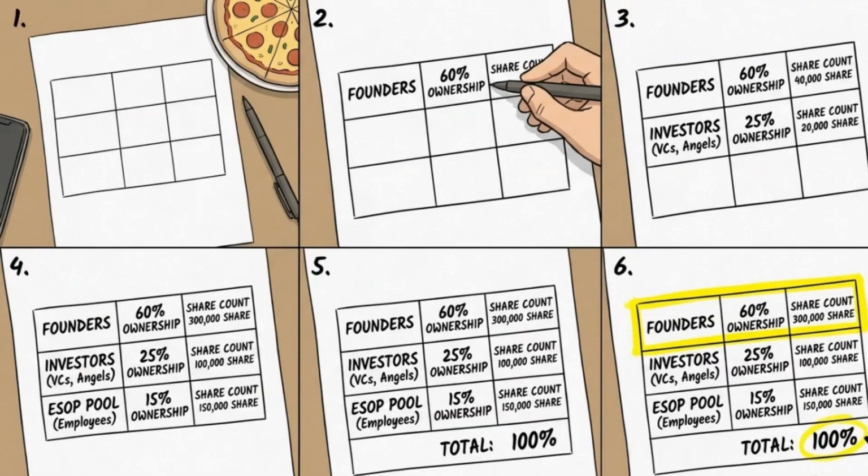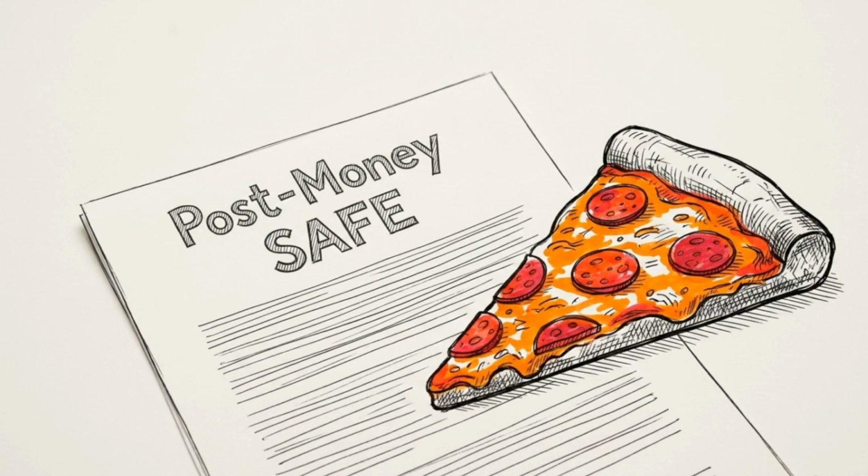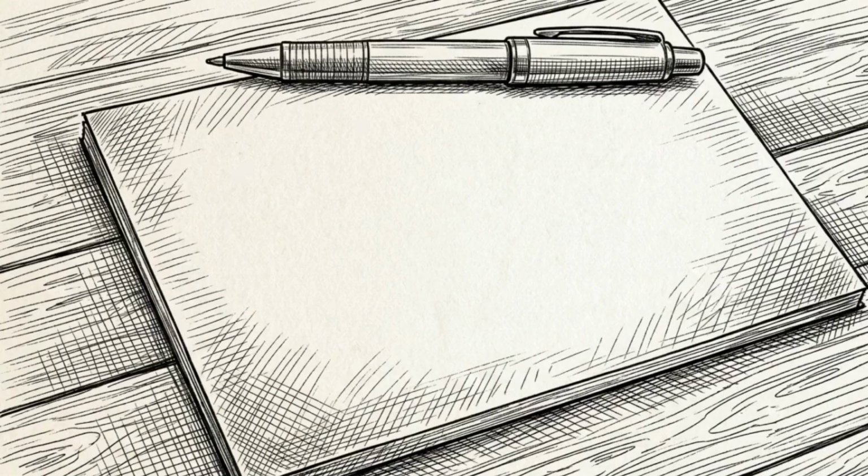In the next 5 minutes, you will learn how to calculate your exact post-fundraise ownership and build a protective capitalization table. To gain mathematical clarity, we skip the pre-money safe entirely. Instead, we use the post-money safe, a structure designed to give you an exact, predictable percentage of what you are selling. Grab a piece of paper or open a spreadsheet.